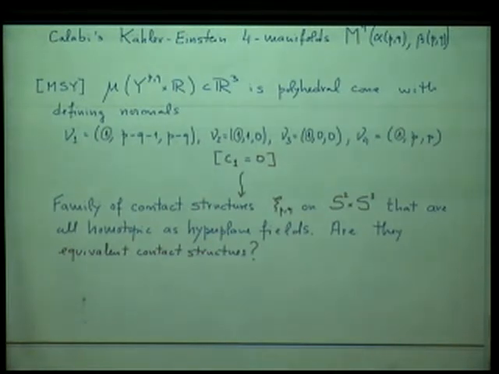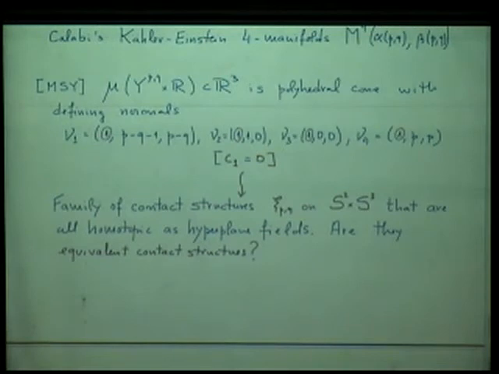So contact structures are hyperplane distributions, maximally non-integrable, on some manifolds. In this case, odd-dimensional manifolds, they are kind of the odd-dimensional analog of symplectic manifolds. They also arise as natural convex boundaries of symplectic manifolds. So from the point of view of symplectic topology and contact topology, they are interesting. And so here we have an infinite family, parameterized by two natural numbers, of contact structures on S2 cross S3 that are all homotopic as hyperplane fields.